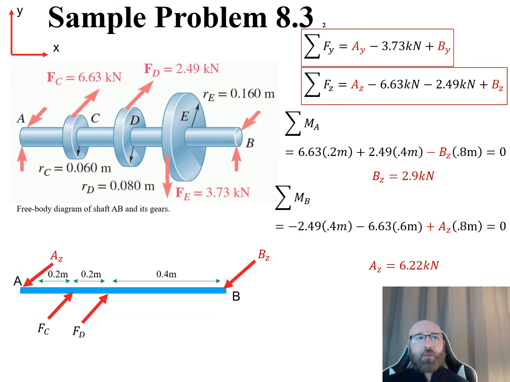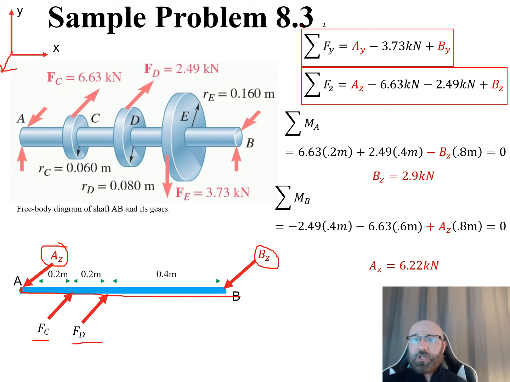If we take a look at our moments as we look in our XZ plane now, we have our free body diagram drawn out. There's our shaft from A to B. We can see at point A, we have our reaction force A sub Z, and at B, we have our reaction force B sub Z. And we also have our F sub C and our F sub D. All of these we're going to use when we're taking a look at our summation of moments.